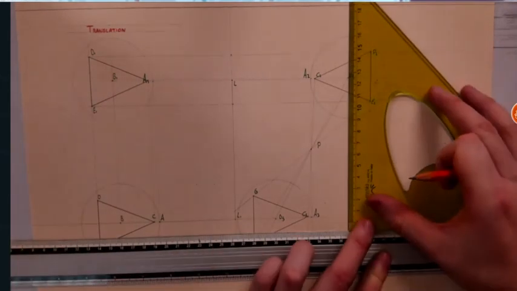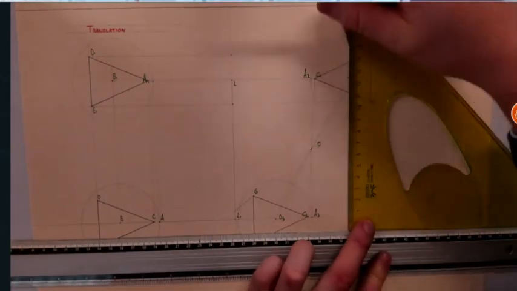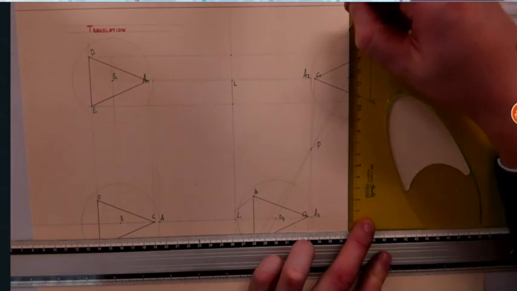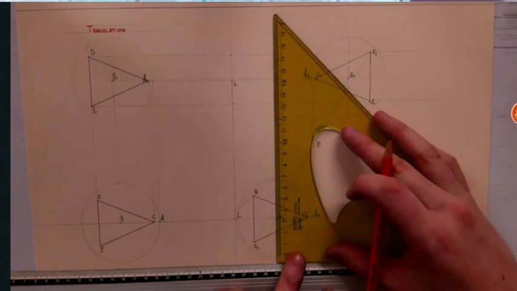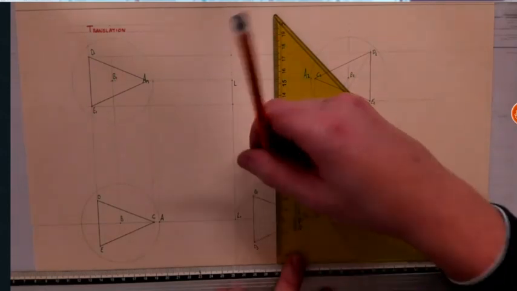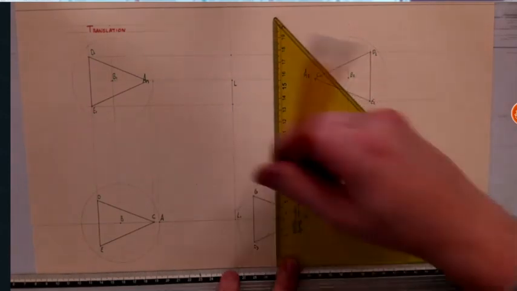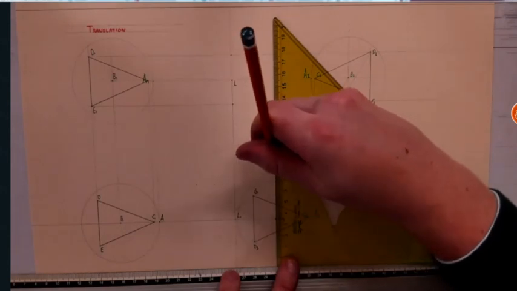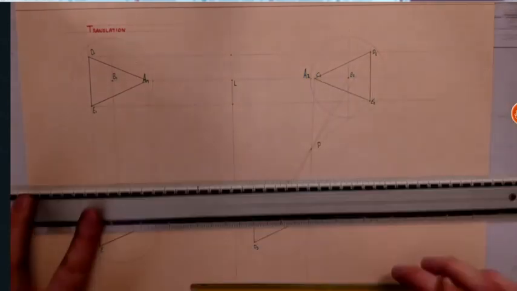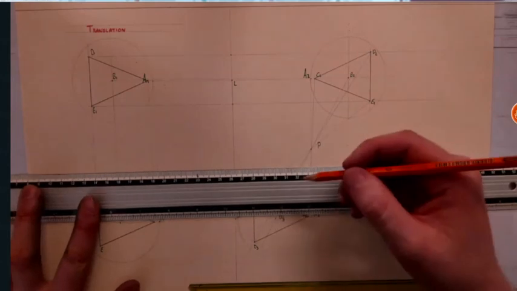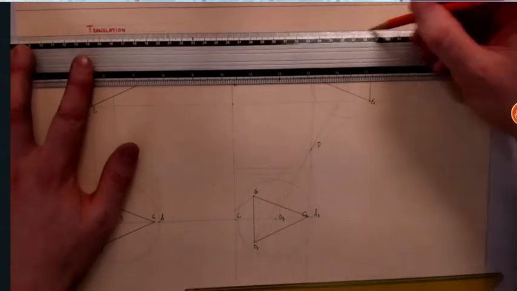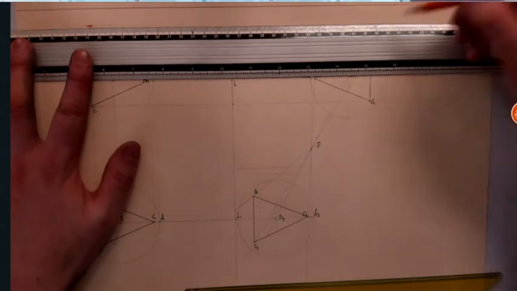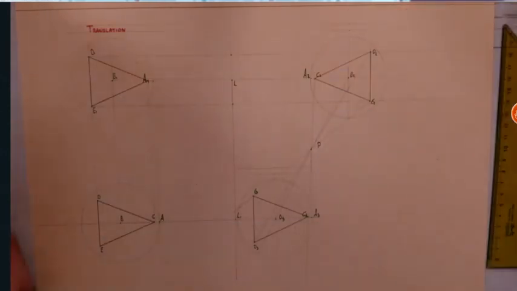So from the center of both of these shapes, we're going to go up 5 and 5. 5 and 5. Axial.